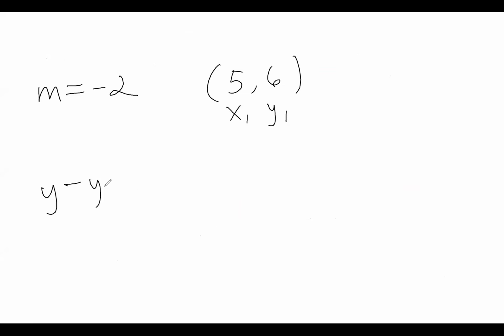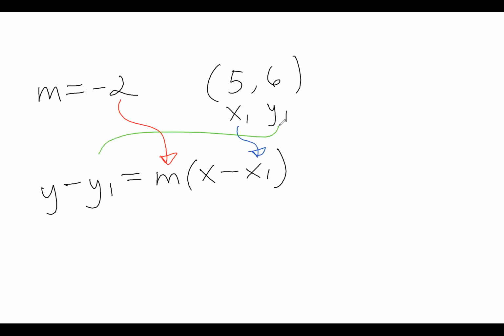Okay, so I've taken us to a new screen here. So we have our slope -2, we have our point 5, 6, we labeled that x1, y1. We're now going to plug into point slope form. So y minus y1 equals, excuse me, equals m parentheses x minus x1. And now we're going to plug in. m will get replaced with -2. x1 will get replaced with 5. And then y1 will get replaced with 6. So let's see if we can keep that all straight.